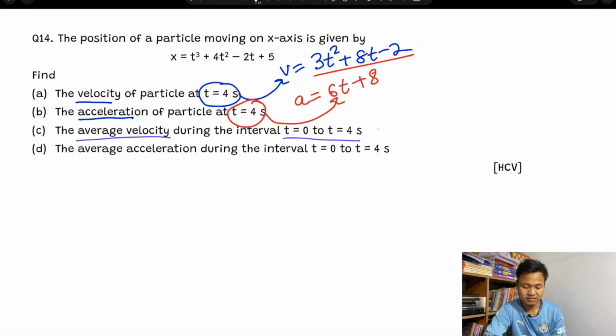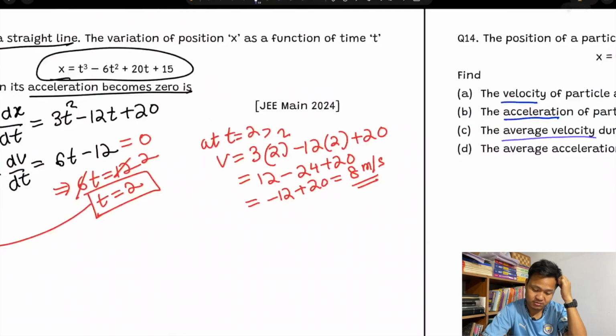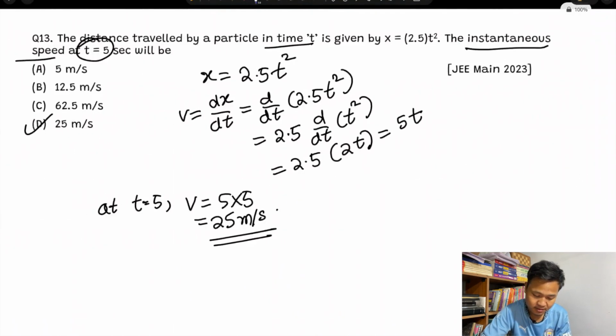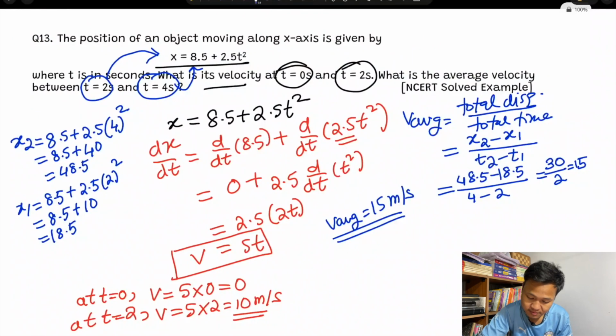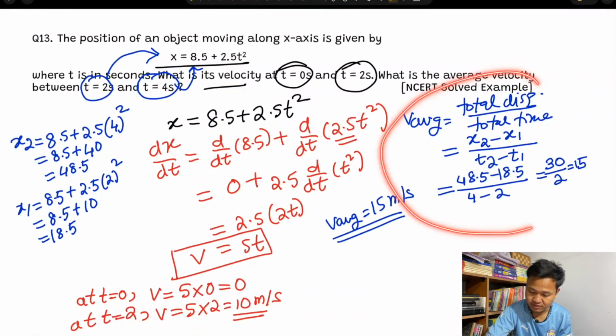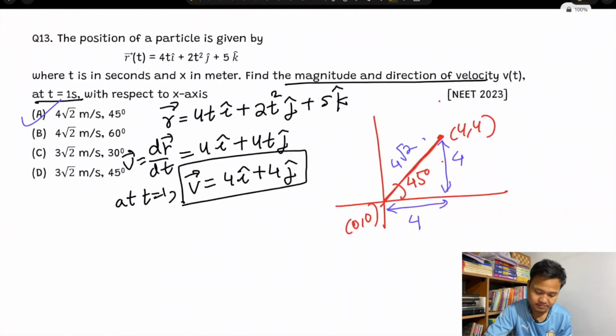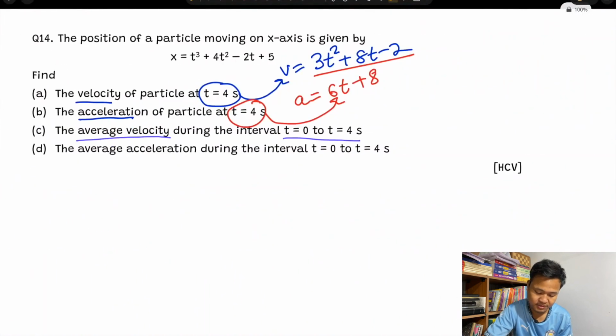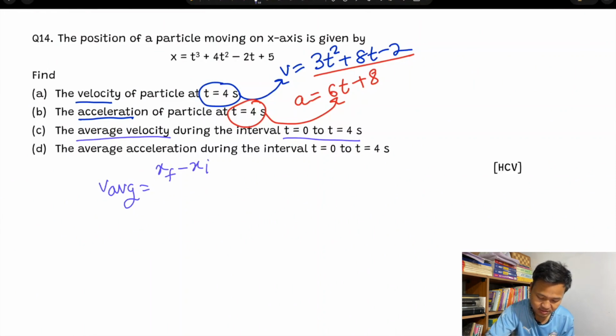We have done the same questions already. See, the way we do average velocity: x2 minus x1. These things are exactly the same, so you apply it here. I will leave it for you. So average velocity should be x final minus x initial divided by t final minus t initial. Similarly average acceleration.